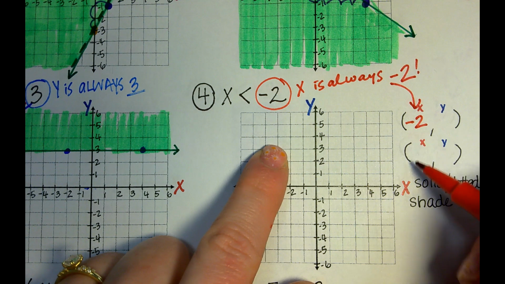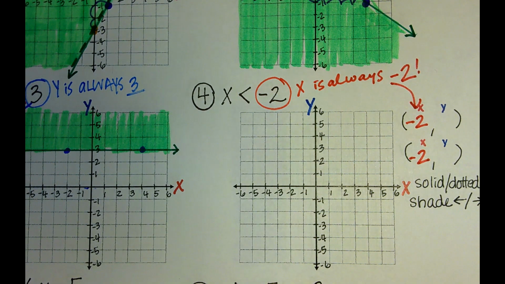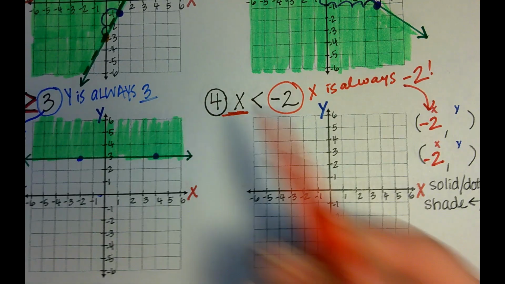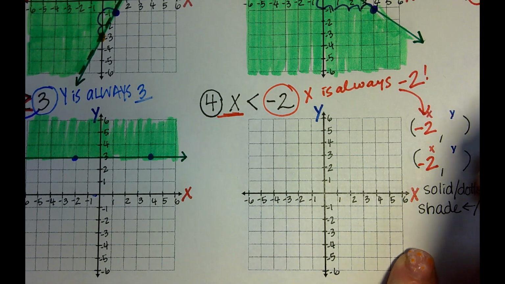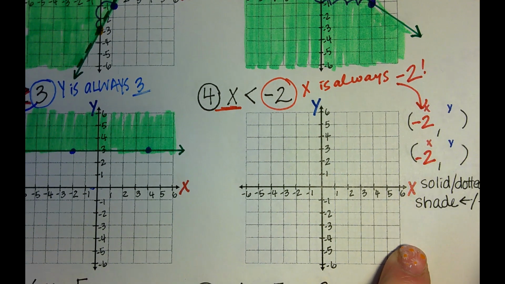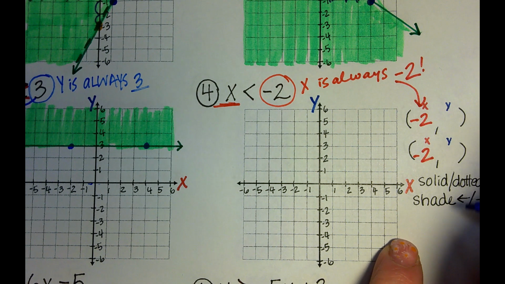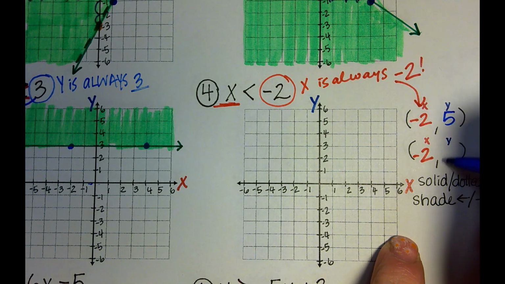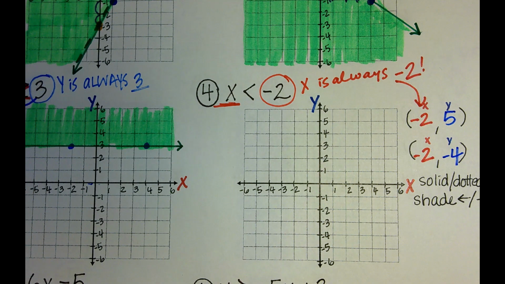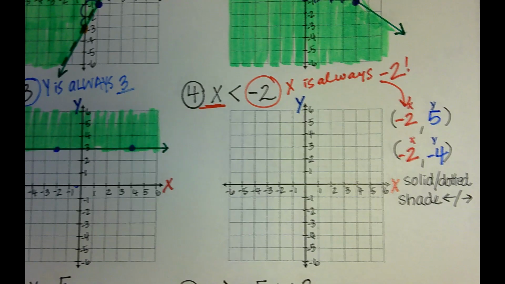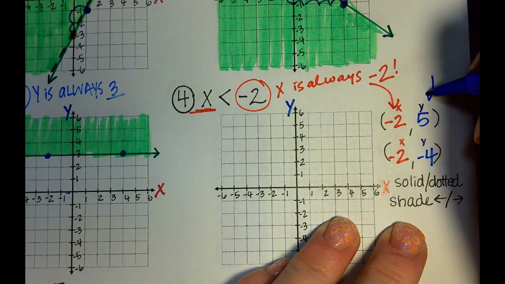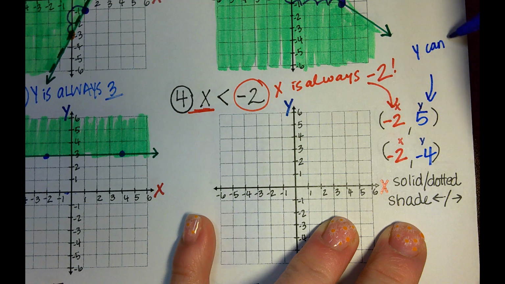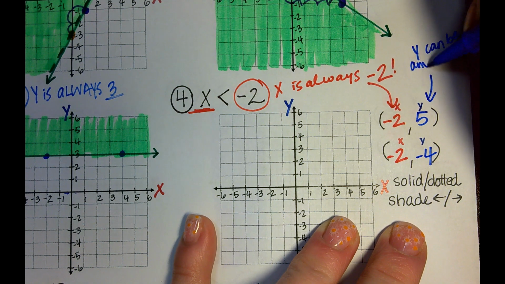So I'm going to put -2 in both of my coordinates. And then just like you said, Kiana, y can be anything. So let's see, give me some random numbers for y. 5 and -4, good deal. Okay. 5 and -4 for y. And remember, y can be any number in this case. Any number that we can see on the graph.